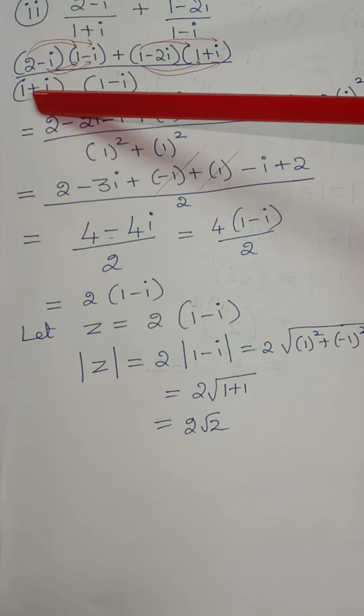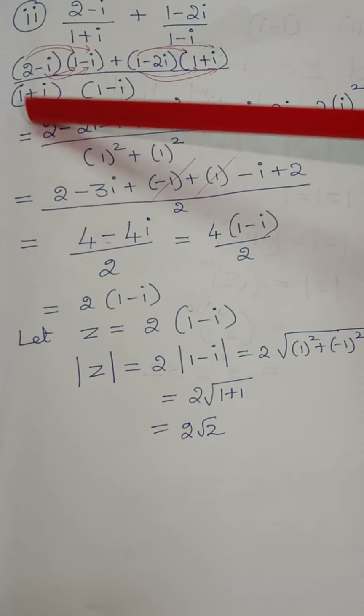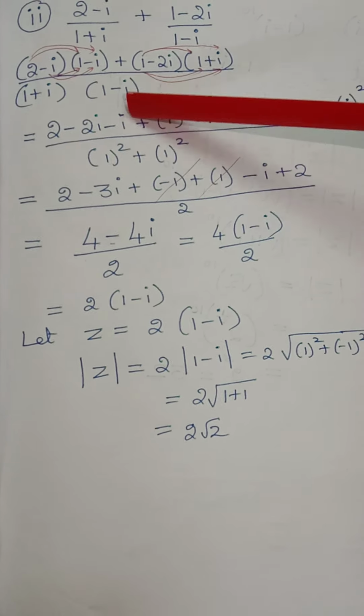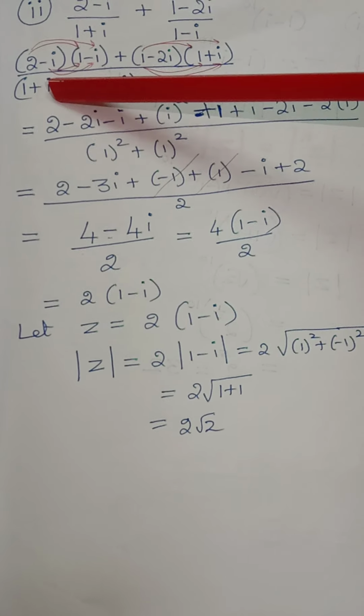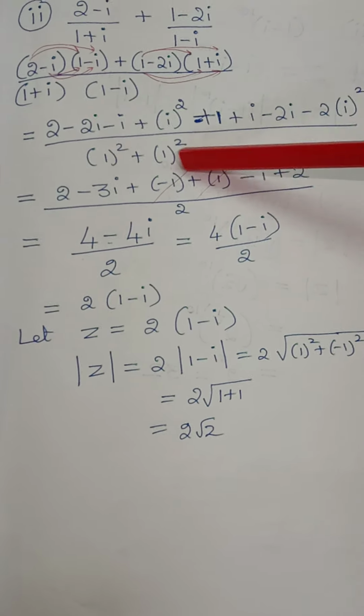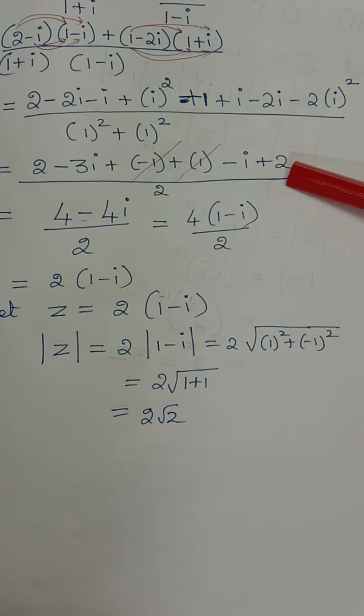For the denominator, we have seen always a formula. Whenever a complex number is multiplied with its conjugate, what is the formula? Real number square plus imaginary number square. So what is the real number? 1 square. What is the imaginary number? 1 square. So when we simplify, you will have 2 minus 2i minus i minus 3i. I square, you will have minus 1, plus 1. Then i minus 2i square: we will have minus, i square is minus 1, so minus 1 into minus 2 you will have plus 2.